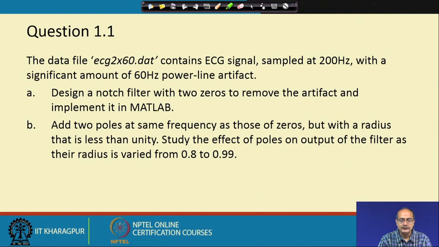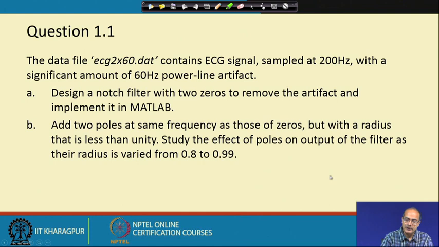For that it is needed that the radius should be less than unity, and we have to study the effect of poles on the output of the filter as their radius is varied from 0.8 to 0.99. Now, what would be the effect of these poles and why they are needed? We will discuss that later. Once we have the simple two zeros for that notch filter, we will be able to appreciate it better at that moment.